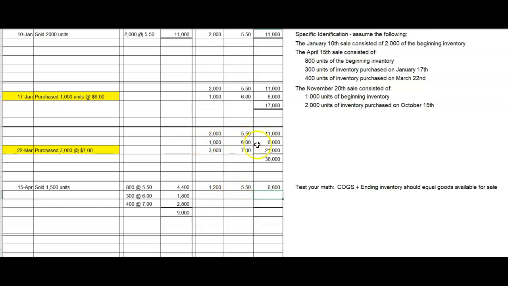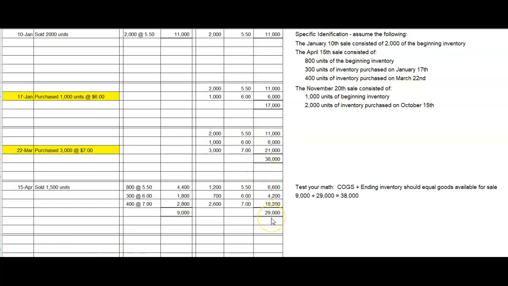You go ahead and finish up for the next layers and calculate your total ending inventory after the April 15th sale, and then test your math. Does cost of goods sold plus ending inventory equal the $38,000 of goods available for sale immediately before the sale? Do the work, come back and check your answer.